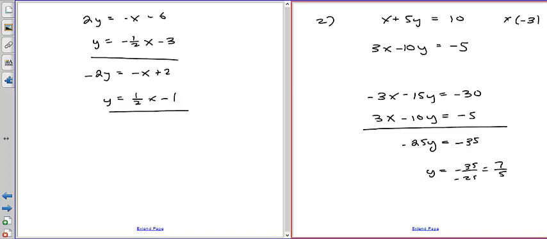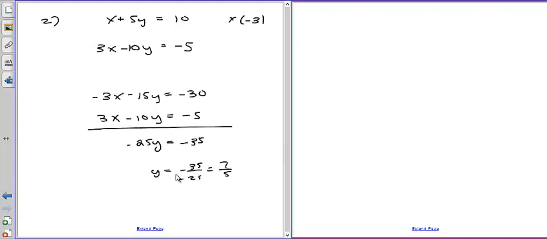And then you can substitute back in. We'll plug into the first equation. So we'll get x plus 5 times y, which is 7/5, is equal to 10. So 5's cancel out. And if we subtract 7 from both sides, we'll get x is equal to 3. So it's x equals 3, y equals 7/5.